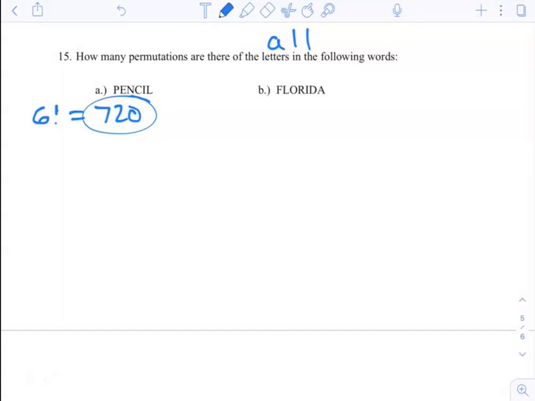Okay? Florida, that has 7 letters, so this is just 7 factorial. If you do 7 factorial in your calculator, that's 5,040.